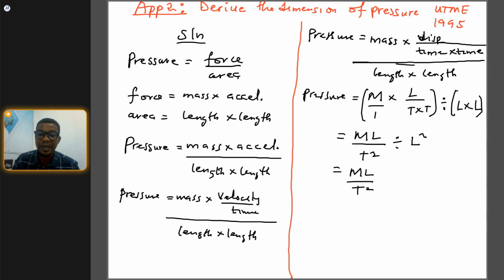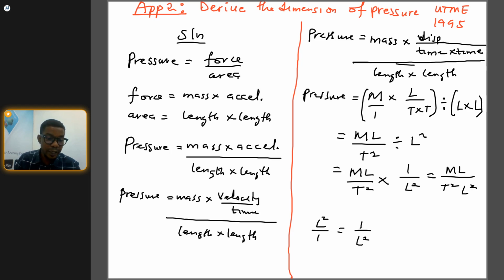Now this cannot be simplified except we change the division sign to a multiplication sign. So we have times. Now, if you can refer back to our mathematics class, while we were talking about simplification of fractions, we talked about reciprocals. So if I have L squared over 1, the reciprocal is 1 over L squared. So once we change to multiplication, we'll be having 1 over L squared. That's the reciprocal, okay? So multiplying now, we have ML times 1 is ML over T squared, then L squared.